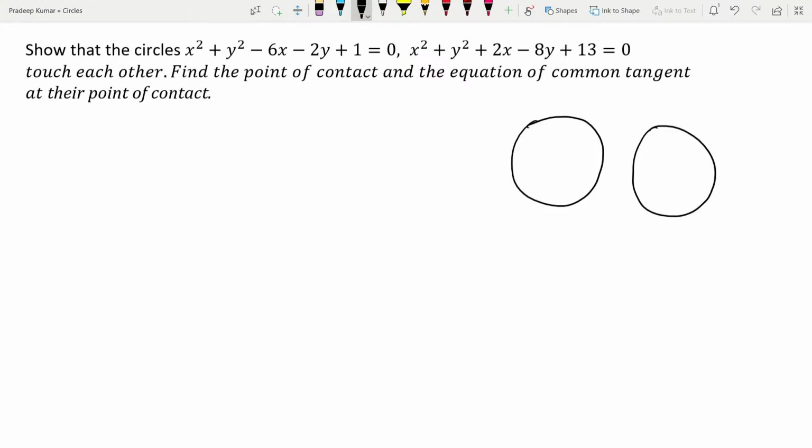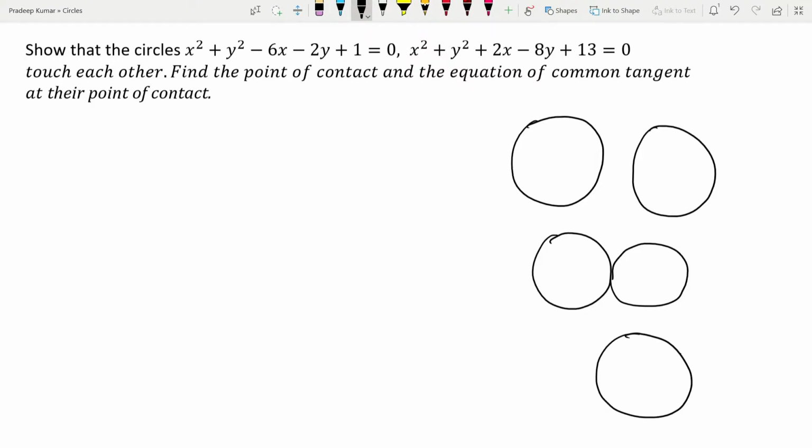So what is external touching? Suppose this is the first circle and this is the second circle. If this is touching like this, then the two circles are touching externally. For suppose this is the first circle and the second circle is touching internally in this way. So now we have clarity that these two circles are touching externally and these two circles are touching internally.